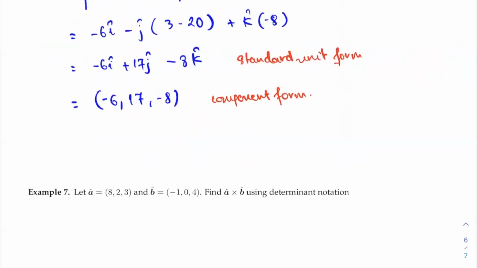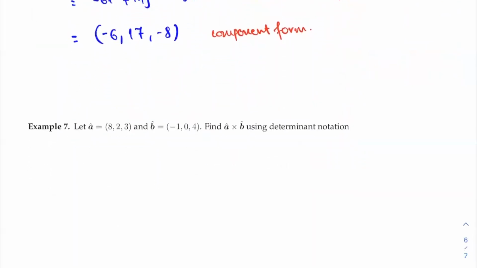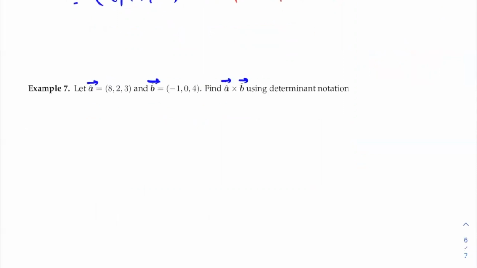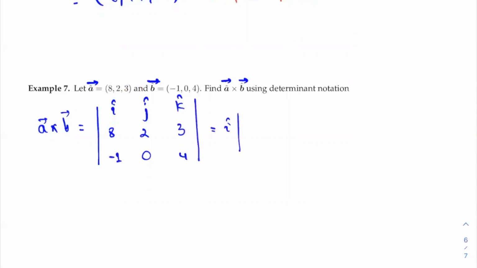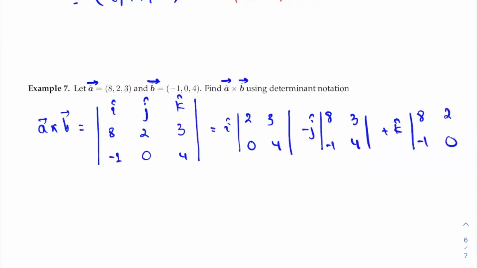In example 7, I'm going to change things a little bit. Instead of u hat, I'm going to use vector A and vector B, so the cross product between vector A and vector B. The setup is A cross B equals the determinant of i, j, k, 8, 2, 3, -1, 0, 4. So I get i times the determinant of 2, 3, 0, 4, minus j times the determinant of 8, 3, -1, 4, plus k times the determinant of 8, 2, -1, 0.